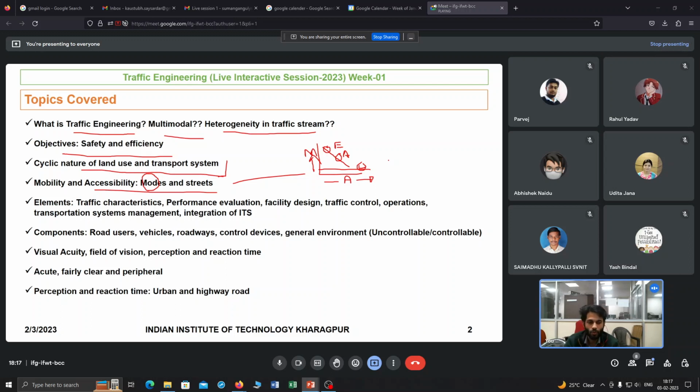So studying and analyzing those factors is called the traffic characteristics. What are the characteristics of the traffic? What is the flow, what is the density, what is the speed, right? So then the performance evaluation.